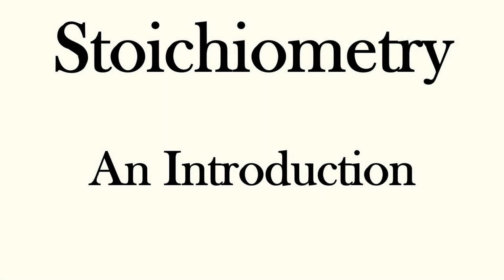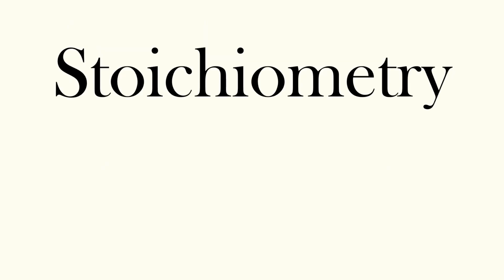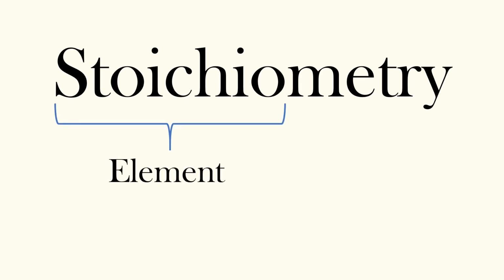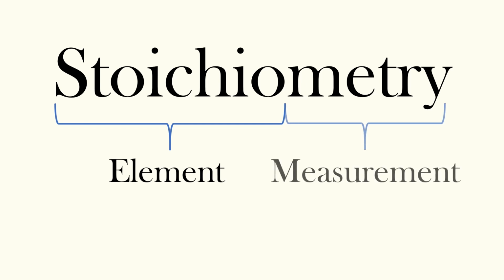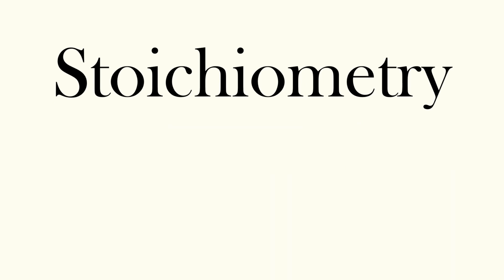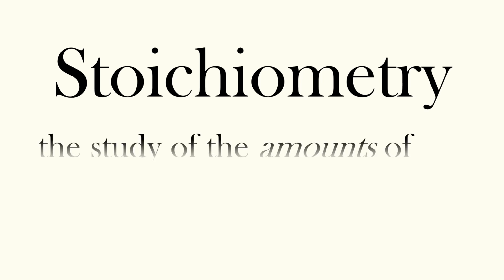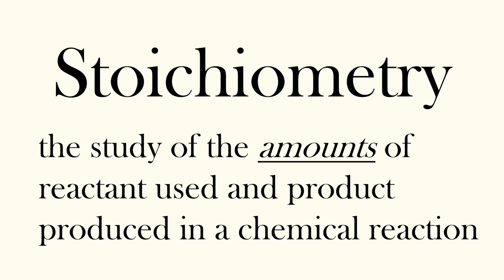This is your introduction to stoichiometry. The word stoichiometry comes from the Greek prefix stoichio, meaning element, and metry, of course, means measurement. In today's chemistry, we can use this definition. Stoichiometry is the study of the amounts of reactant used and product produced in a chemical reaction.